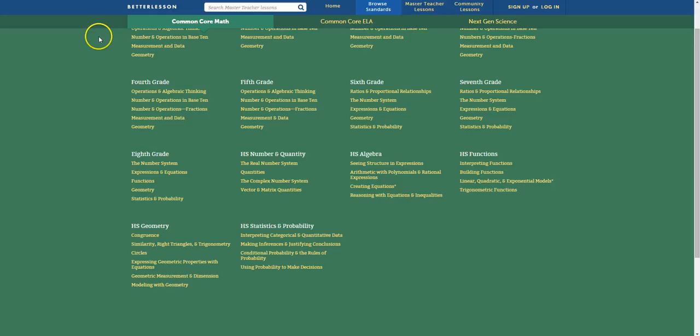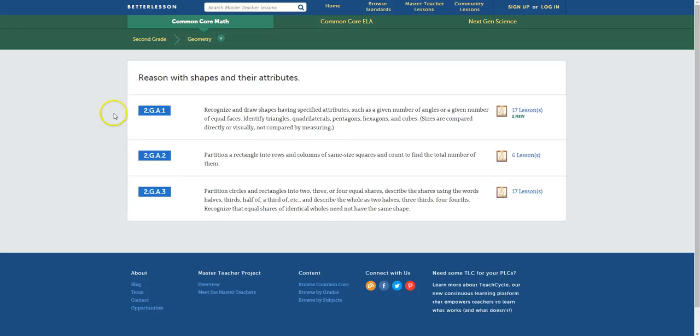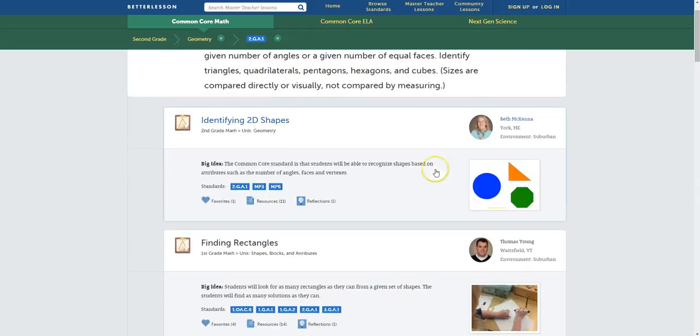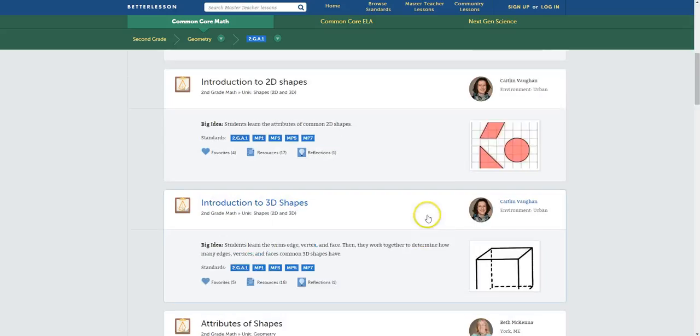And you can browse through grade level, and then you can see the different standards. And within those standards, you will see the amount of lessons. Very handy, neat stuff. I hope this helps you, and have fun.